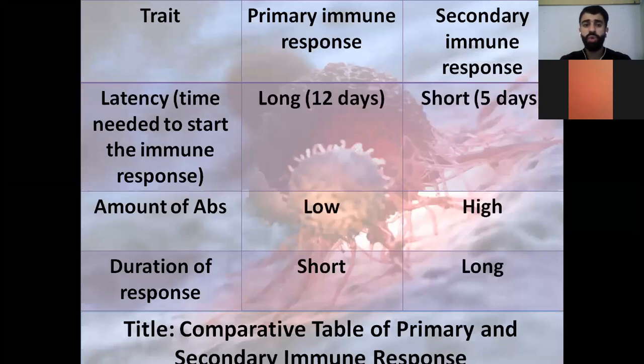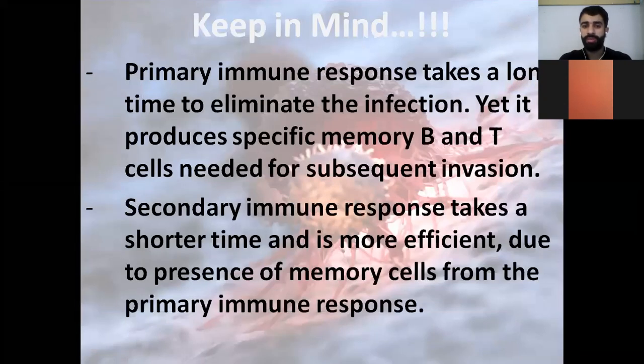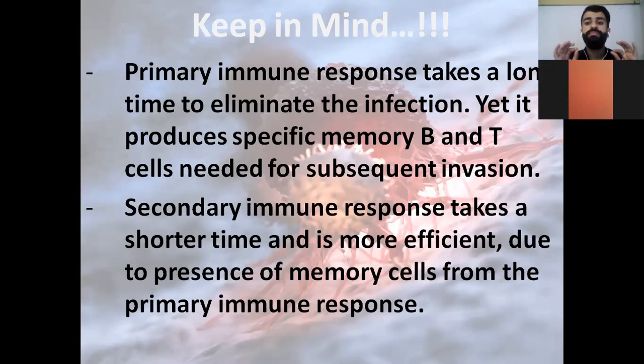So, what is the role of the memory cells? What do they do inside the body? The primary immune response takes a long time to eliminate the infection, yet it produces specific B and T cells. These are called memory cells. These memory cells memorize that this antigen is causing harm for our body, is causing diseases, and this one should be eliminated immediately.